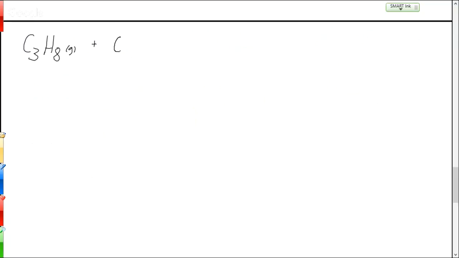So here's an equation for the combustion of propane gas, burning propane gas. When you burn propane gas in enough oxygen, you make carbon dioxide and water. And you'll get to do a little bit of combustion today, I think.